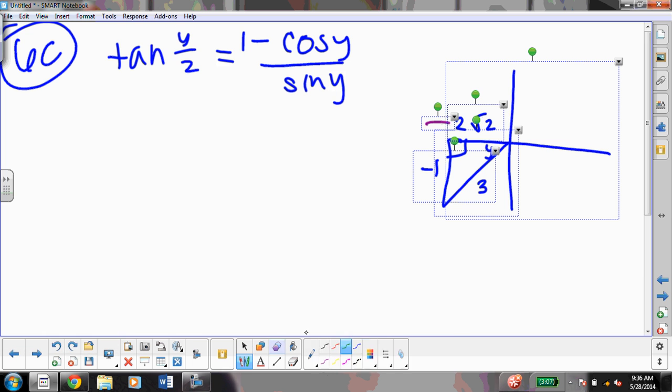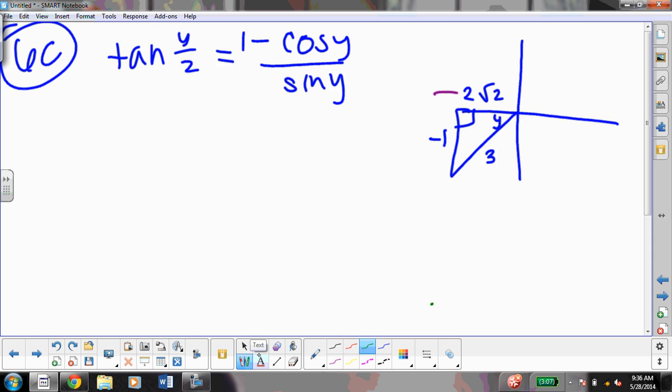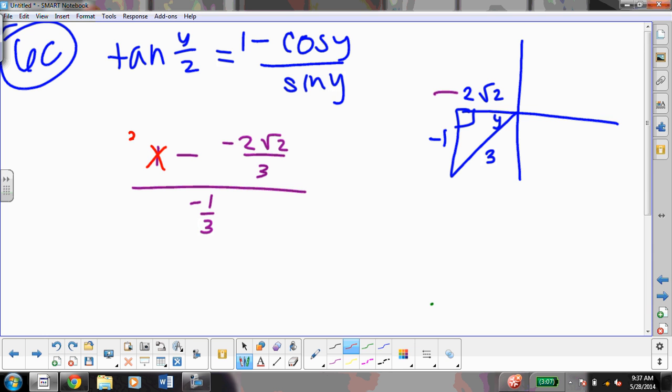So here's my y picture again. I just have to plug in what I know. So 1 minus the cosine of y, which is negative 2 root 2 over 3, and then over the sine of y, which is negative 1/3. I need a common denominator. This is 3 over 3. So I have 3 minus negative 2 root 2 over 3, which is just going to be a plus. And then over negative 1/3.